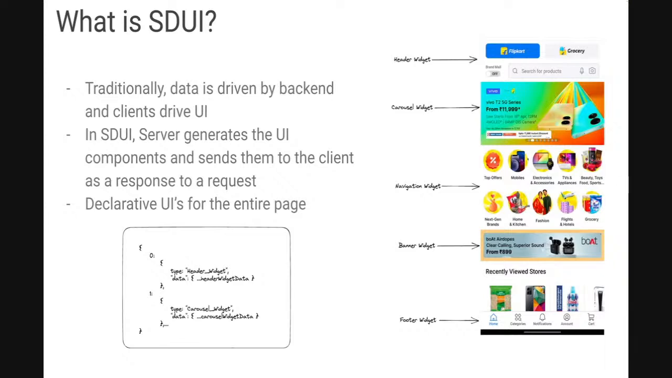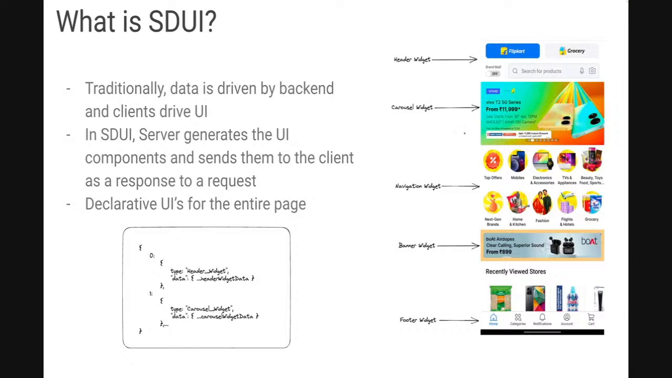So server tells us that, hey, you have something like a header at the top, followed by some footer at the end of the page. And within the header and footer, you have a central list sort of a section, which is scrollable. And you have different widgets or components. So we call them widgets here at Flipkart, but essentially these are components, if you see.